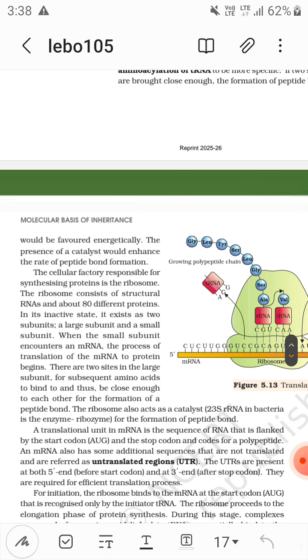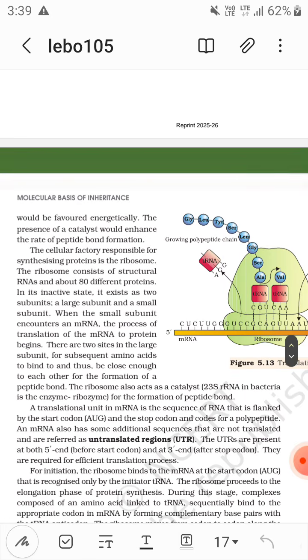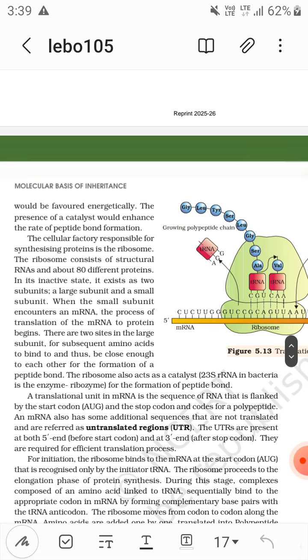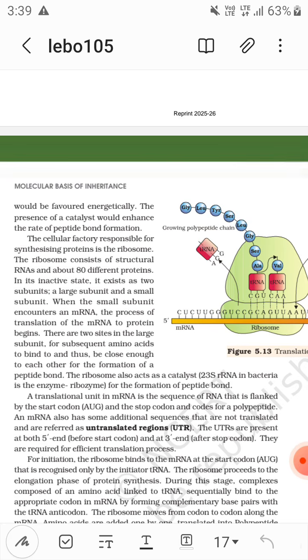Now, in its inactive state, it exists as two subunits, a large subunit and a small subunit, that is 70S and 80S, as we know, in prokaryotes and eukaryotes respectively. Now, when the small subunit of this ribosome encounters an mRNA, the process of translation of the mRNA to protein begins.